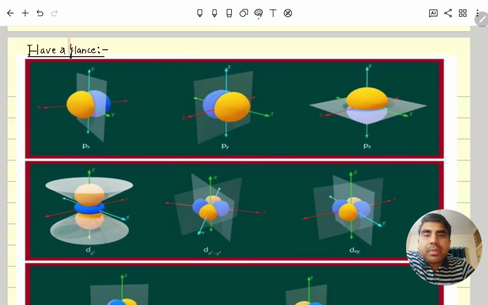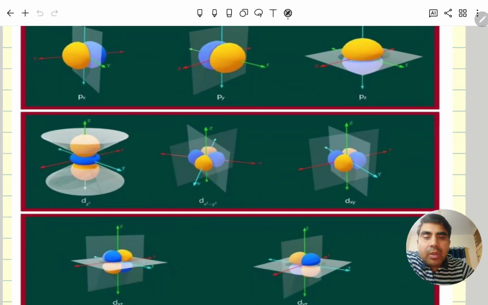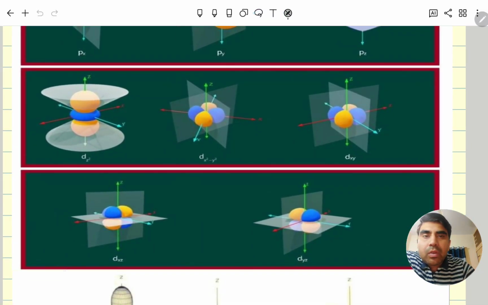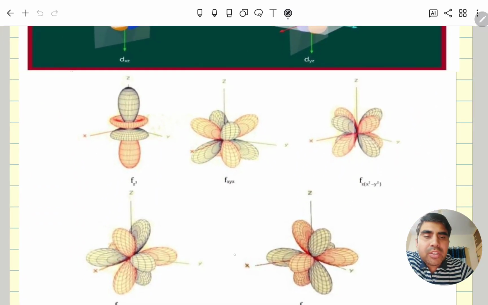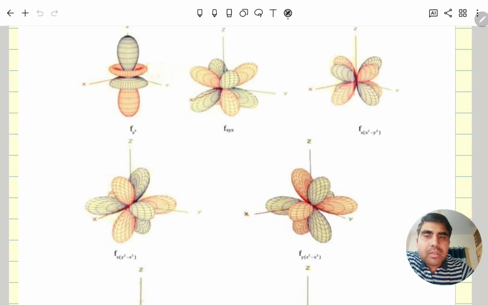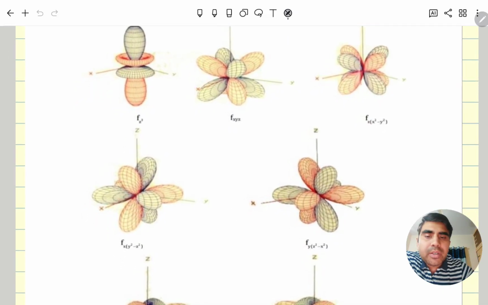Here this is px, so it has one nodal plane. Similarly, py and pz also have one nodal plane. Here you can see dz square having a conical nodal plane, as I discussed. Similarly, here also a conical nodal plane. The remaining d orbitals have how many? Two nodal planes, where the probability of finding an electron is 0. Similarly, you can see these are f orbitals. You can see their shapes are very complicated.